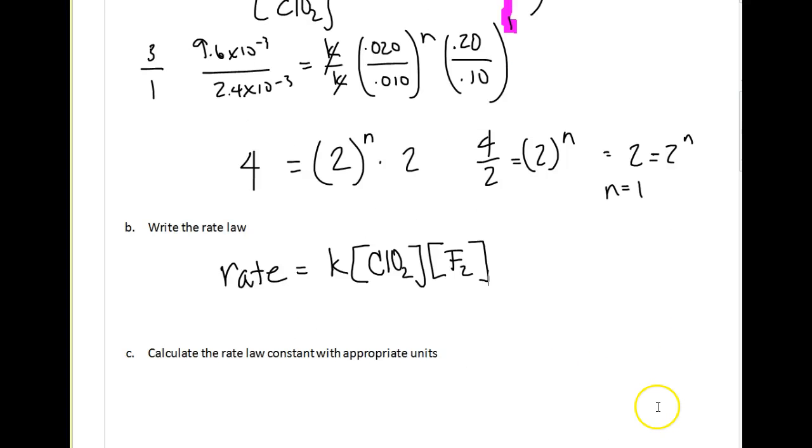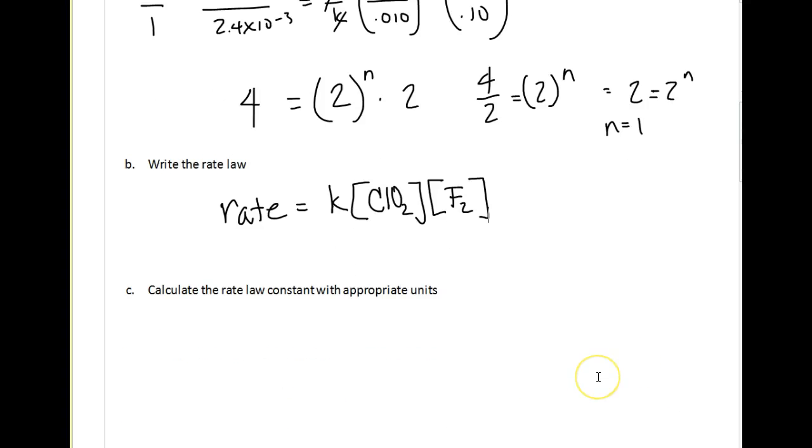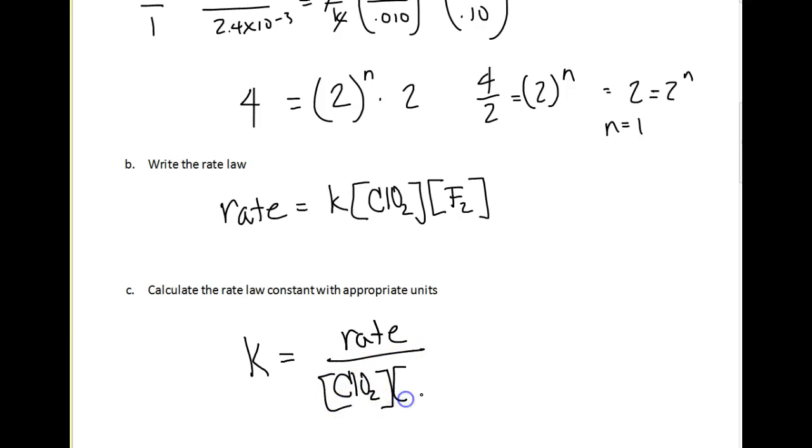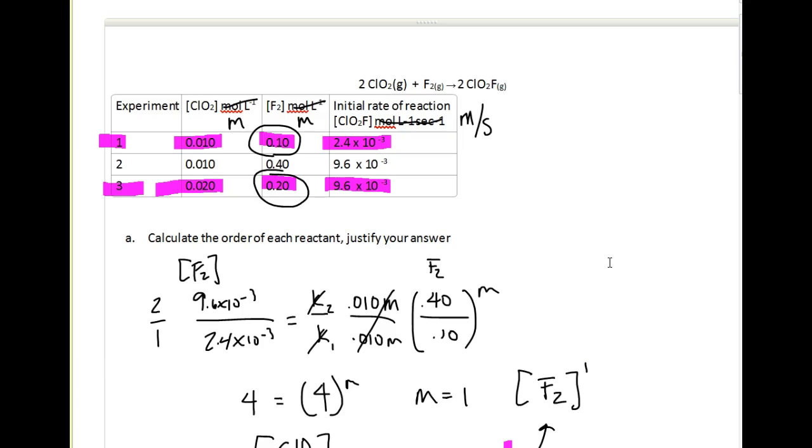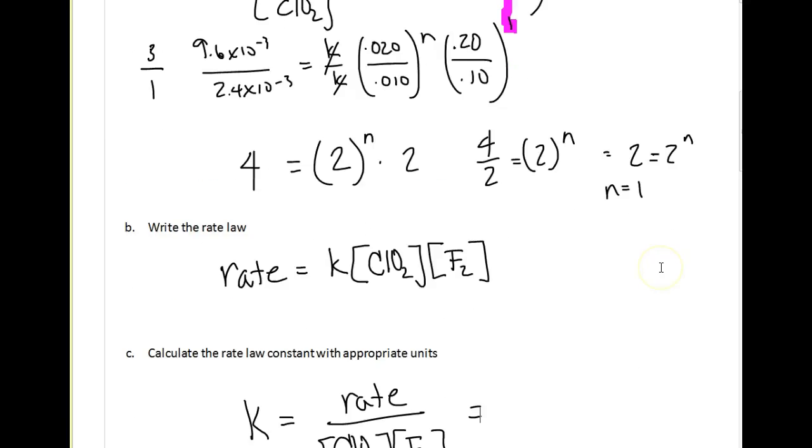Okay, then we can go ahead and calculate our rate law constant K with appropriate units. I'm going to take the rate law that I just wrote and solve it for K. K is equal to rate divided by ClO2 multiplied by F2 concentration. I'm going to pick my first experiment, it doesn't matter which experiment I pick, to plug in. I'm going to have to jump back up here and look at my rate from my first experiment. Okay, so it's 2.4 times 10 to the negative third. Go ahead and scroll back down.